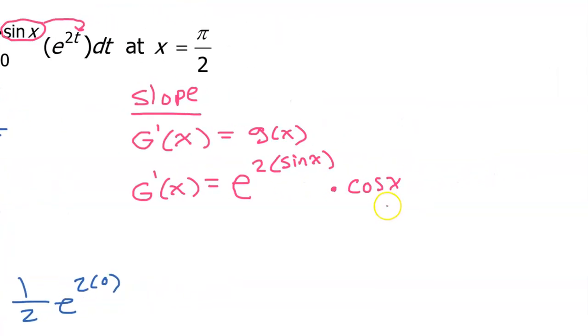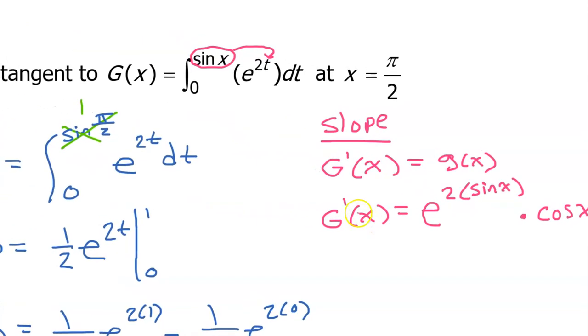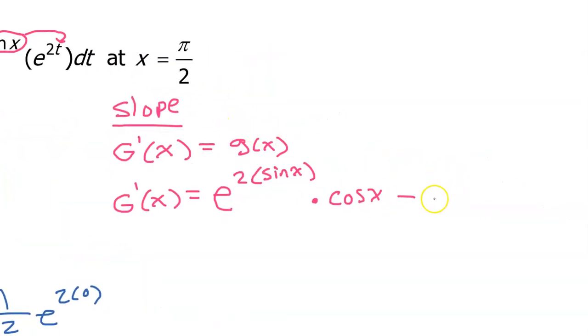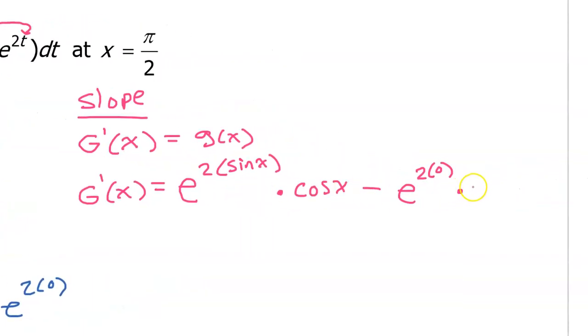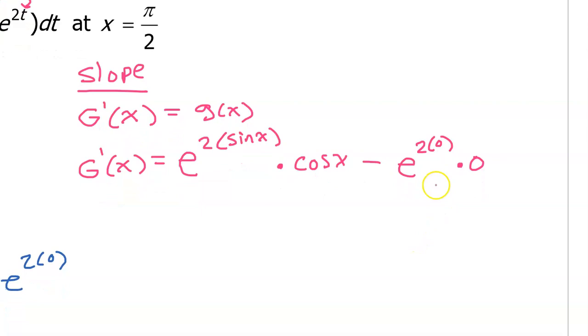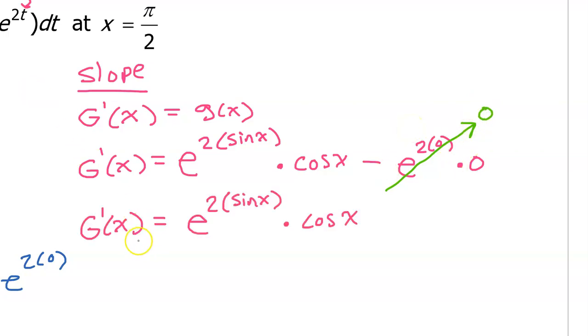And then we are to subtract, and we plug in the lower limit of integration, which in this case is just 0. But if I plug that in, I'm going to get e to the 2 times 0. But then I need to multiply by the derivative of this lower limit. And the derivative of 0 is 0. So really, the second part is gone. All right, this is all just 0. So my expression for the derivative is just this.